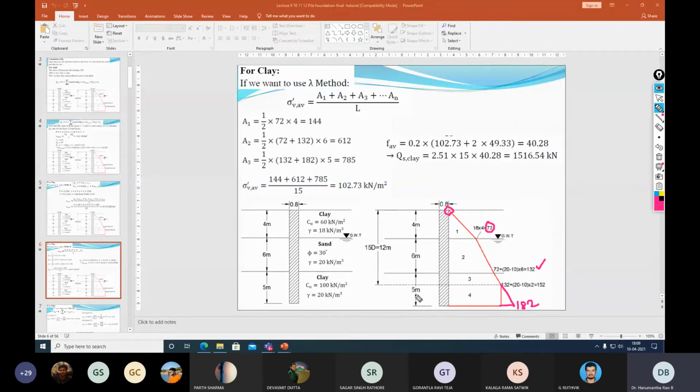Is it clear now? Yes, sir. Because this is the increase in effective stress, na? Overburden stress. This is the weight of the soil, so it increases linearly. But the red vertical line refers to unit skin friction in the case of the sand. Okay. Any other question?